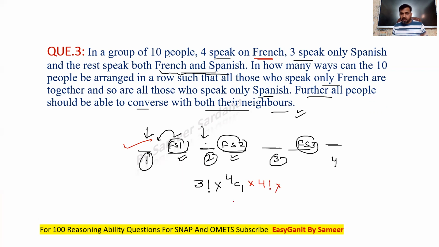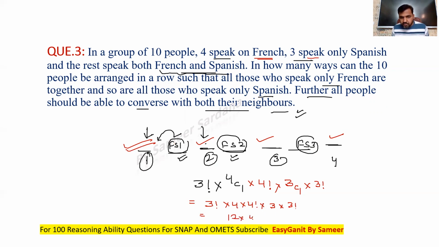Then I will be left with how many more spaces? Once all French people are sitting here, I'll be left with 3 more positions. Now I need to pick only one space for the Spanish speaking people. Once I pick a space for the Spanish people, these 3 Spanish speaking people can be arranged among themselves in 3 factorial. So the final answer would be 3 factorial multiplied by 4, multiplied by 4 factorial, multiplied by 3, multiplied by 3 factorial. That would be the correct answer, right? You can just do the calculation now. This is 12 into 4 factorial into 3 factorial squared. This is the correct answer to the question, right?